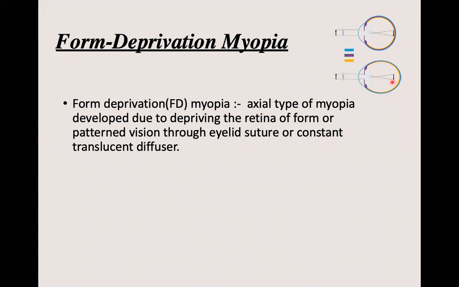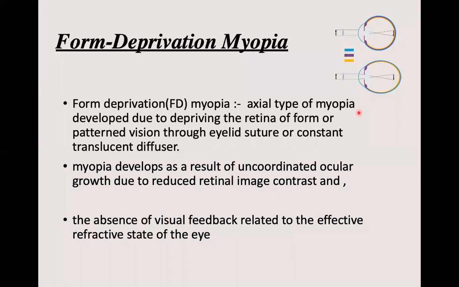That means form deprivation is one of the important factors which gives visual feedback to the eye, and which causes this increase in the axial length of the eye. Myopia develops as a result of uncoordinated ocular growth due to reduced image contrast and the absence of visual feedback related to the effective refractive state of the eye.